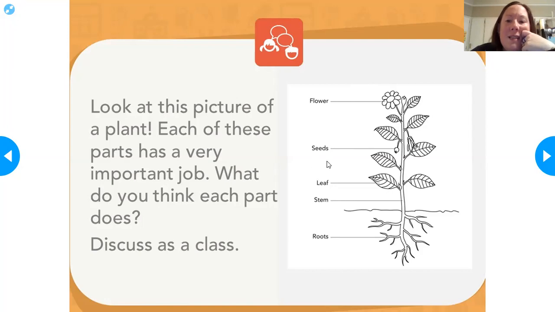And I'm going to go to seeds. Well, they have the really important job, right? The seeds, they need to be able to deposit into the ground and sprout and start the whole life process all over again. So that's really the beginning stage of growth. Without the seeds from a plant, you can't get another plant.